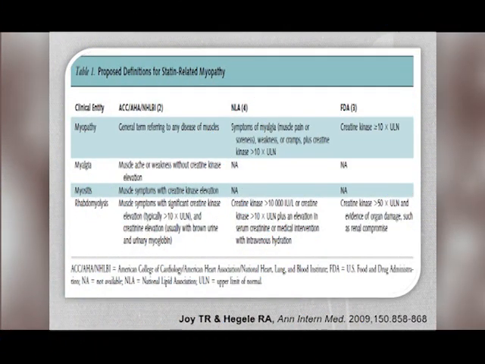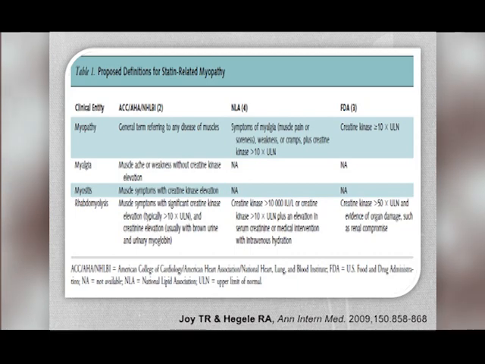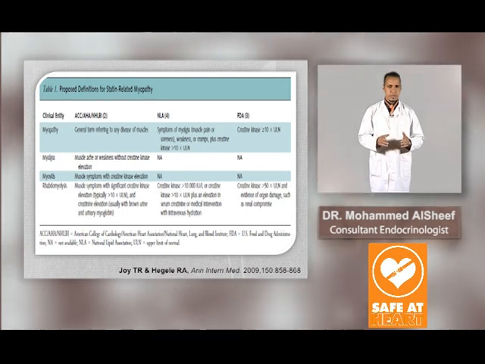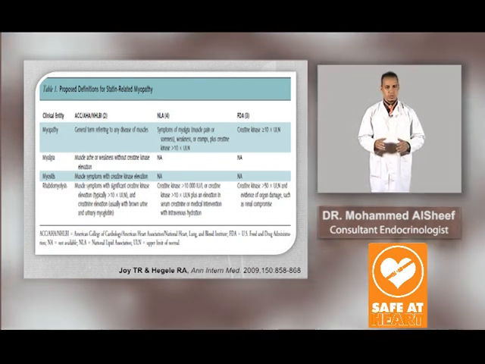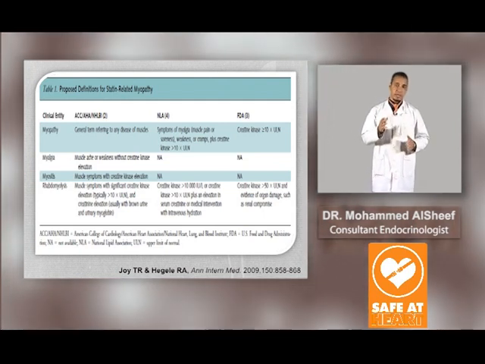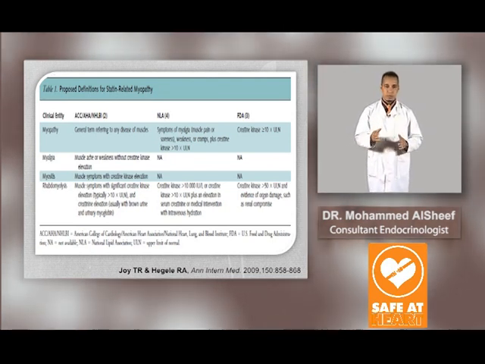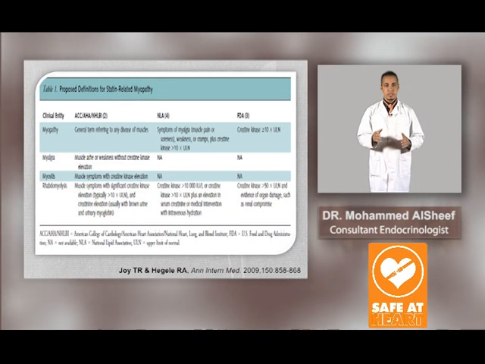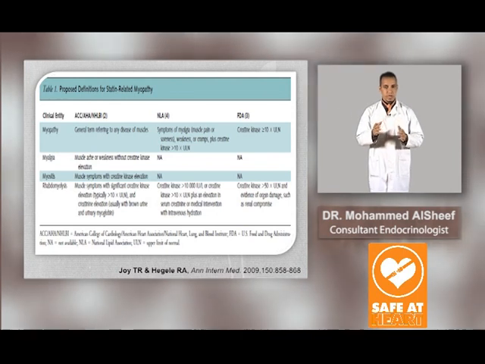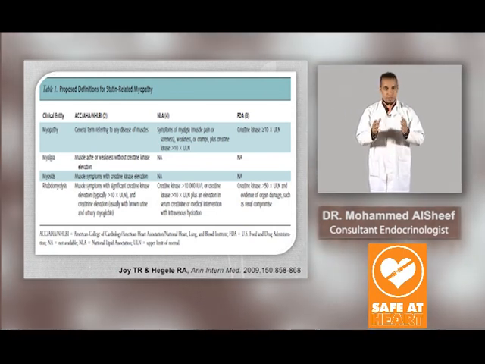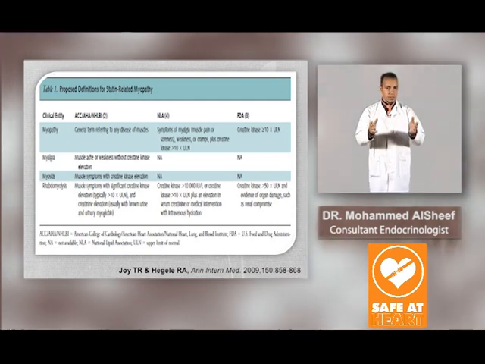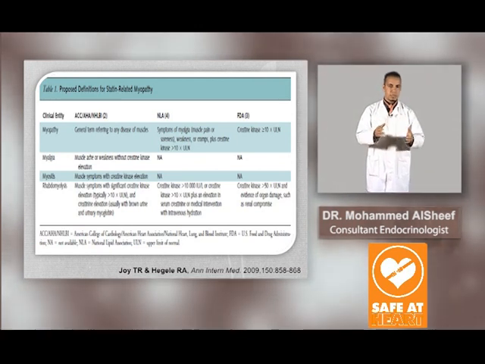There is no consensus for the definition of statin-related myopathy. However, there are proposed definitions by international expert bodies like the American College of Cardiology, American Heart Association, and National Lipid Association. So there are myopathy, myalgias, myositis, and rhabdomyolysis. Let's start with the American College of Cardiology and American Heart Association. Myopathy is a general term referring to any disease of the muscles. It encompasses myalgias, myositis, and rhabdomyolysis.